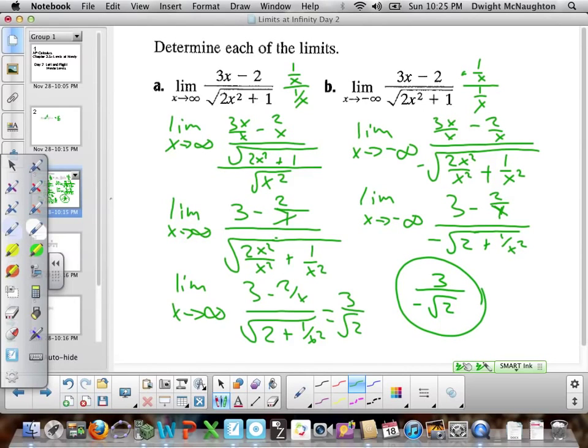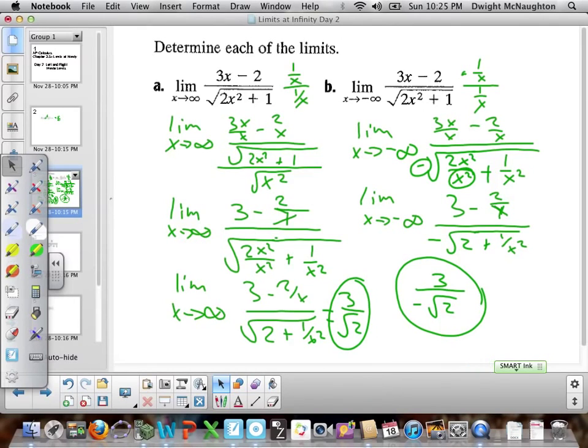So when you have a radical that is approaching negative infinity, there's going to need to be an adjustment. When you adjust for the radical by squaring it, you need to adjust for the fact that you squared the negative away by putting the negative back in.